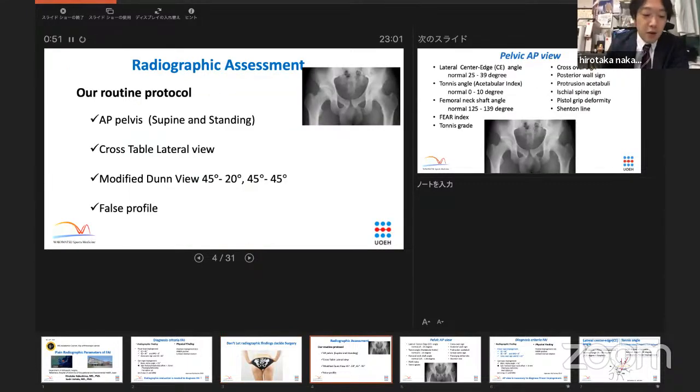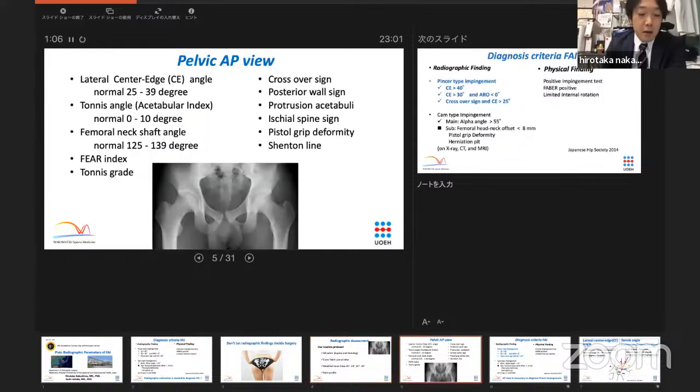This slide shows our routine radiographic assessment. We usually take an AP pelvic view, cross-table lateral view, modified Dunn view, and false profile view. These slides show the radiographic parameters and characteristics which we usually evaluate on the AP view.